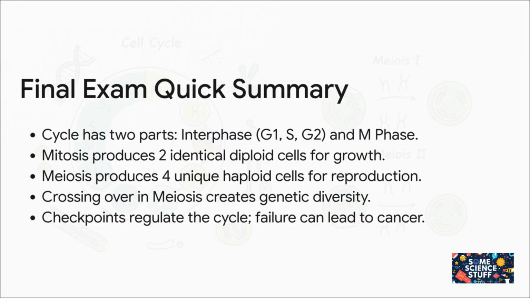All right, let's do a super quick, rapid-fire review for your exam. If you remember nothing else, remember these points. The cell cycle has 2 parts, interphase and M phase. Mitosis makes 2 identical body cells. Meiosis makes 4 unique sex cells. Crossing over is the key to genetic variety. And checkpoints are what keep the whole process from going off the rails.